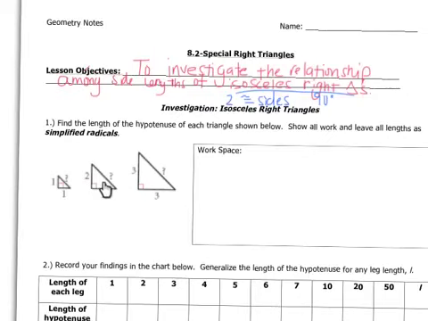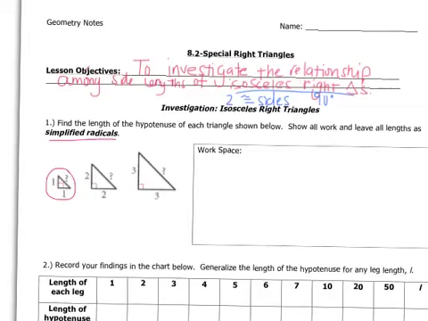So what you guys are going to do first, as it says, is find the length of the hypotenuse of each triangle shown below. Show all work and leave all lengths as simplified radicals. You should not have any decimal approximations here. What you did on numbers 1 and 2 on your warm-up, that's what you need to be doing. Simplify the radical. Do not take the square root using your calculator. So, with that being said, why don't we do the first one together?